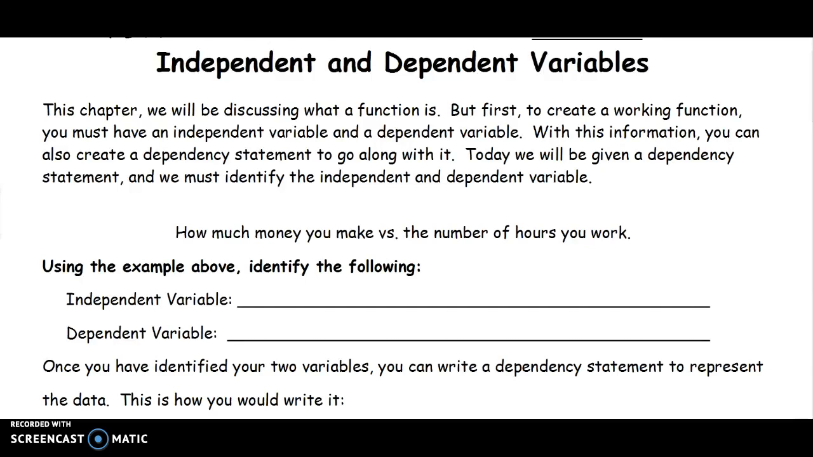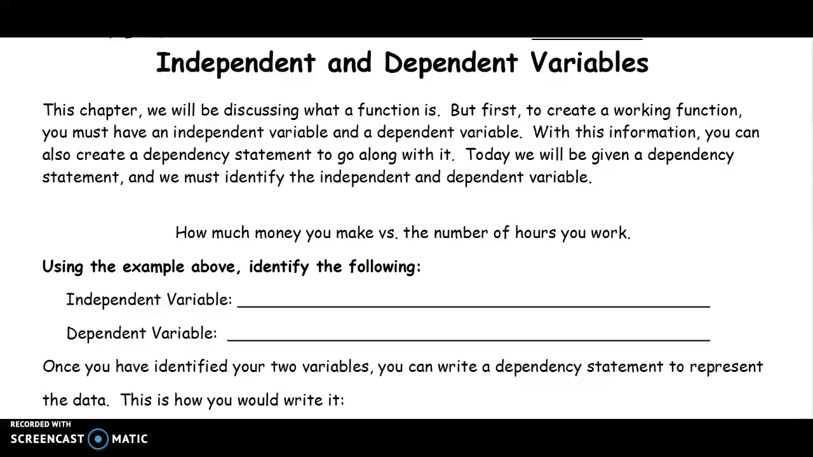Welcome to Chapter 4. Chapter 4 is all about linear patterns. The first thing we are going to talk about, though, is independent and dependent variables. So we are going to be given word situations or real life situations that we have to figure out what is going to depend on the other.